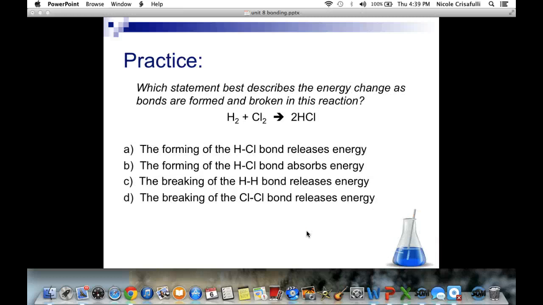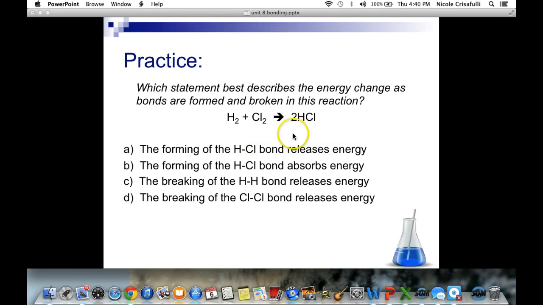So let's look at a practice problem. Which statement best describes the energy change as bonds are formed and broken in this reaction? So if we look at this reaction, we have diatomic hydrogen plus diatomic chlorine producing HCl. So we are forming bonds, so it either has to be A or B or C or D. Now what I want you to do is pause the video, take your best guess, and then unpause when you are finished. All right, welcome back.